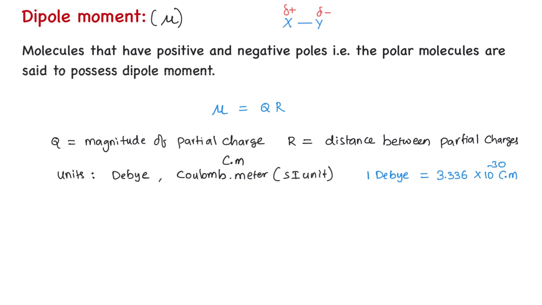From the formula, we can say that the greater the electronegativity difference between the two atoms, the greater is the magnitude of the charges and the greater is the dipole moment of the bond.